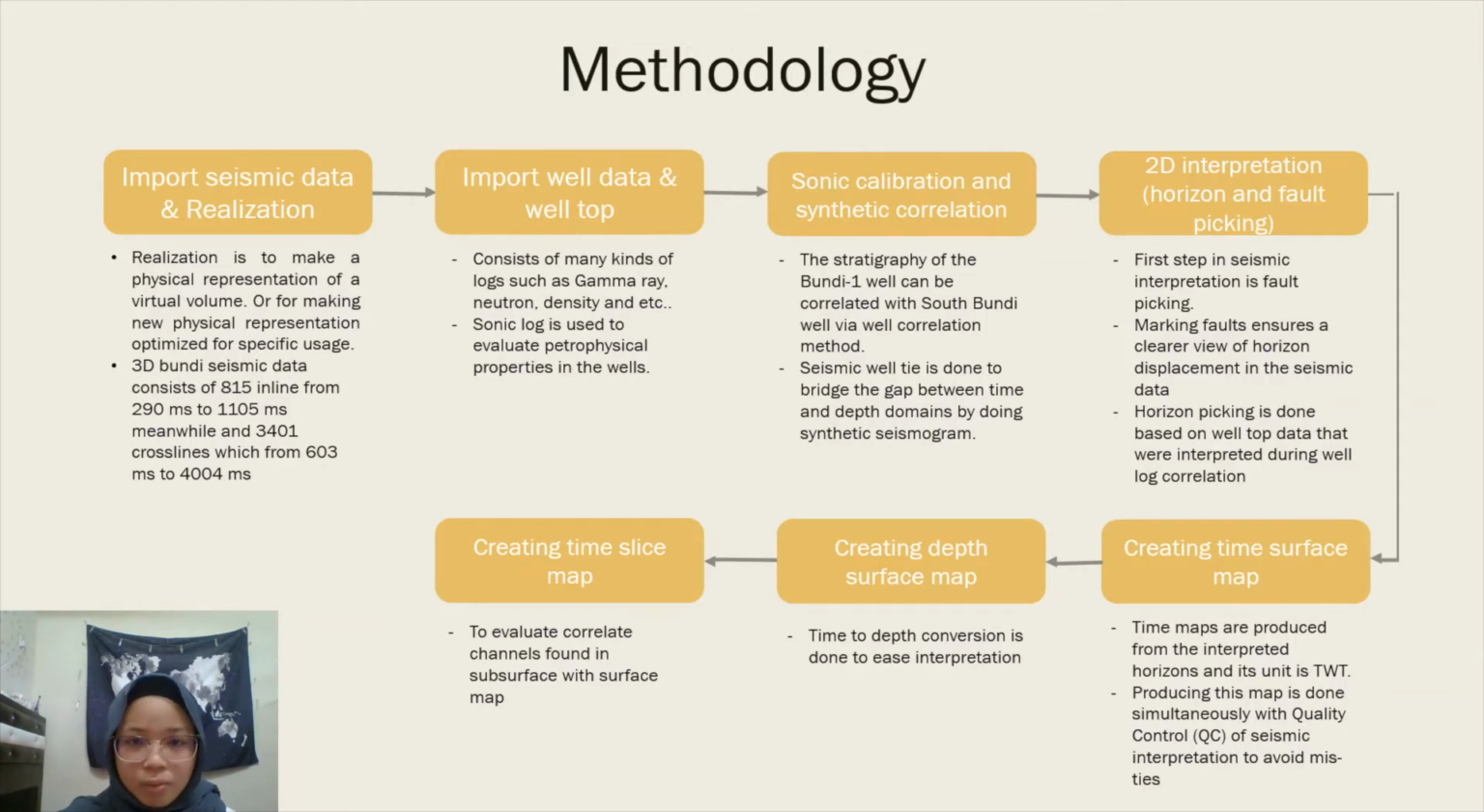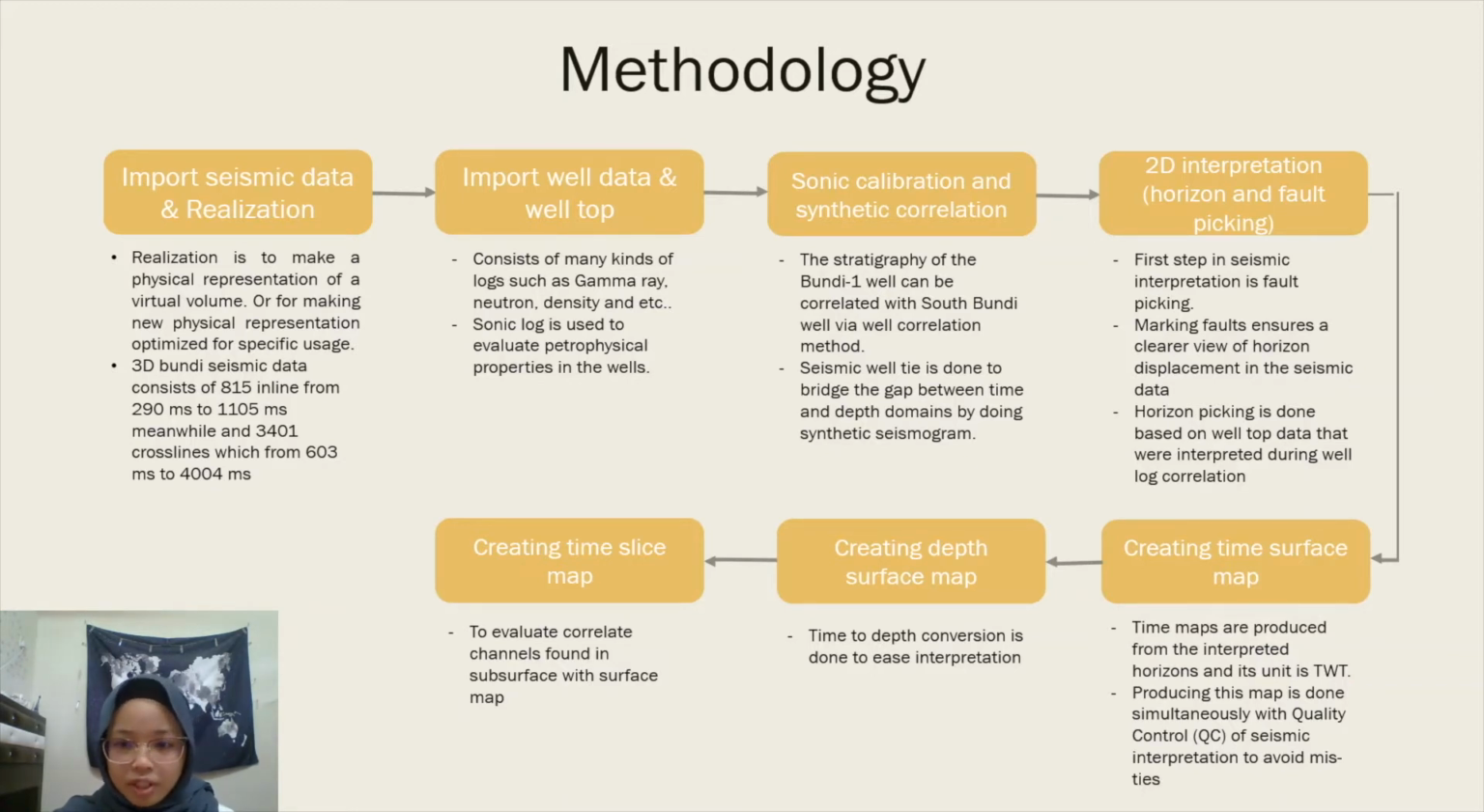Furthermore, 2D interpretation, horizon, and fault picking. First step in seismic interpretation is fault picking. Marking faults ensures a clearer view of horizon displacements in the seismic data. Horizon picking is done based on well log data that were interpreted during well log correlation.